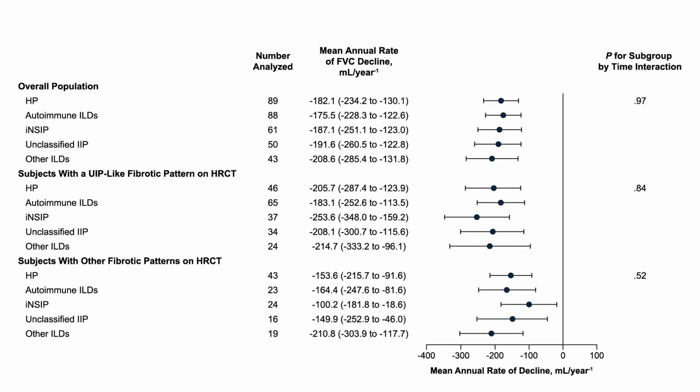And when you look at it even closer, when we separate out these 5 groups that we talked about, HP, autoimmune ILDs, idiopathic NSIP, unclassifiable idiopathic interstitial pneumonia, and other ILDs, the FVC decline is similar across all the subgroups, especially when you look at the fibrosing part.